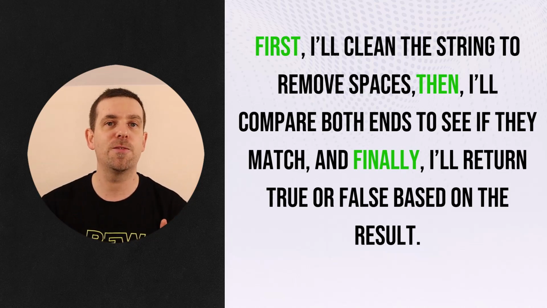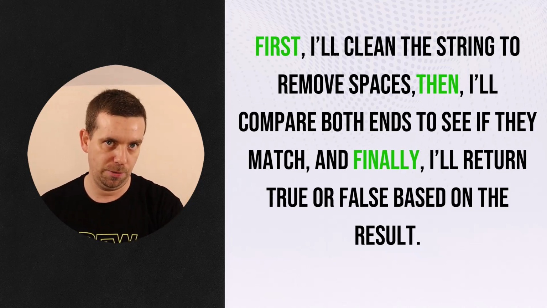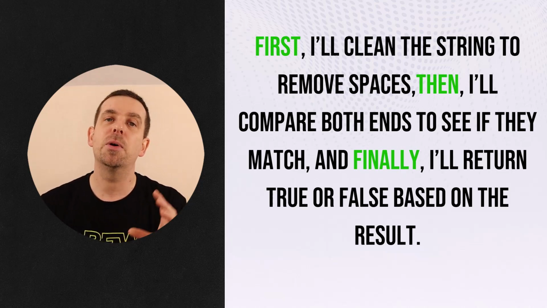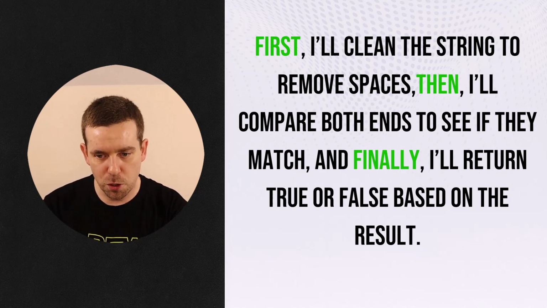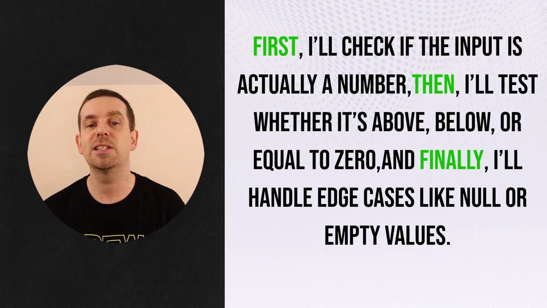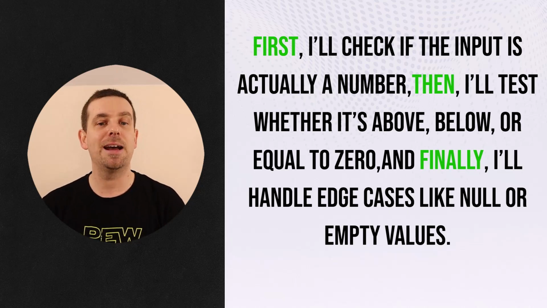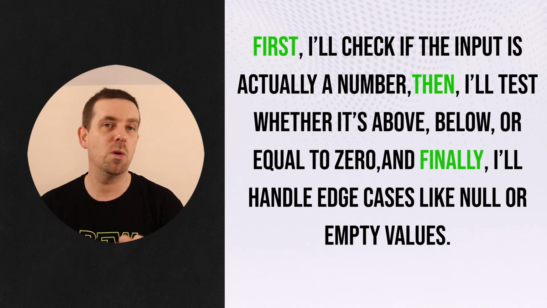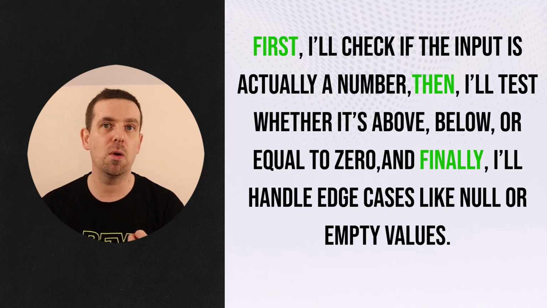We do not say first I clean the string, then I compare, then finally I'll return. This is possible in English, but only if you're describing a routine action. If this is a future plan, you need to use will. Another example is, first I'll check if the input is actually a number, then I'll test whether it's above, below, or equal to 0, and finally I'll handle edge cases like null or empty values.